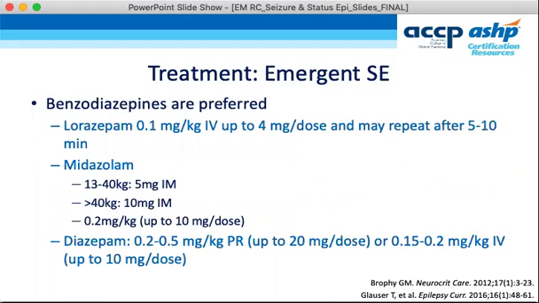What do we give from a treatment perspective? So benzos are going to be our preferred option. Lorazepam via the IV route at 0.1 mg per kg up to a 4 milligram dose, and this can be repeated after 5 to 10 minutes. Midazolam as a weight-based dose given intramuscularly, 13 to 40 kilo patients, 5 milligrams IM. If they weigh more than 40 kilos, then 10 milligrams IM, or a straight weight-based dose of 0.2 mg per kg up to 10 milligrams per dose. With diazepam, there is a per-rectal suppository formulation that can be used at a 0.2 to 0.5 mg per kg up to 20 milligram per dose, or 0.15 to 0.2 mg per kg IV up to a 10 milligram dose.